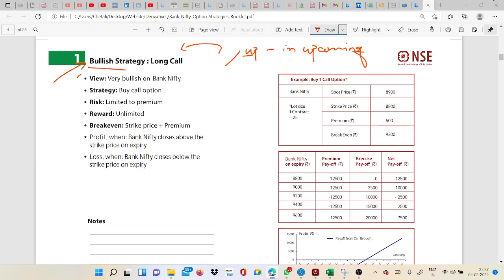So the strategy name is bullish. The view is very bullish on Bank Nifty. Bullish means positive. For freshers, positive means on the upper side, up. The strategy is that you're looking to buy the particular option, so it means buy a call option.